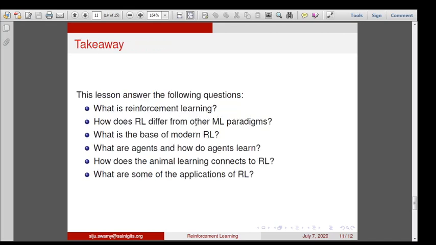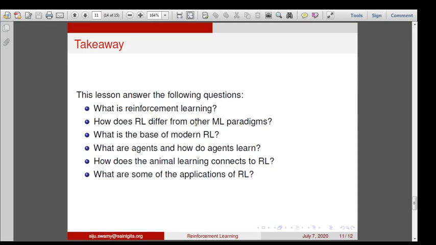Important takeaways of today's lesson are answers to the following questions. The first one is, what is reinforcement learning? Definitely, reinforcement learning is learning from interaction with the environment, nothing else. How does reinforcement learning differ from other machine learning paradigms? It's a very nice one. Reinforcement learning is dynamic in nature, and the learning happens by continuous interaction with the environment, so it cannot come under the category of supervised, semi-supervised or unsupervised machine learning algorithms. It's a new category of learning algorithms.